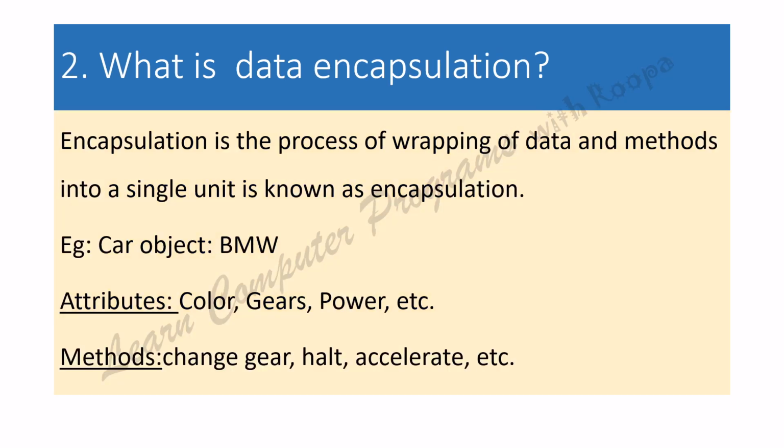What is data encapsulation? Encapsulation is the process of wrapping of data and methods into a single unit, known as encapsulation. Example, a car object which has attributes. Attributes are nothing but the data members, that is color, gears, power, etc. And methods are your functions like change gear, halt, accelerate, etc.